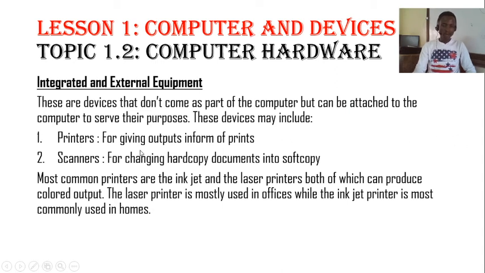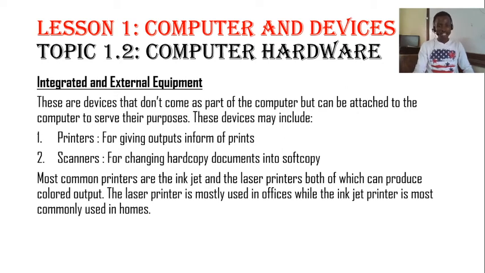Apart from the keyboard and the mouse, we can also have the printers and the scanners as external equipment or as integrated devices. Basically the printer is supposed to give us output in form of prints. We've typed something on our computer and we want to print a hard copy of it. We can use the printer to do that. The scanner changes the hard copy or the print formats into soft copy, into files that we can store on our computers. Maybe you have your CV in hard copy format, but you want to send it via email. You can scan it so that you have the soft copy format of your CV.